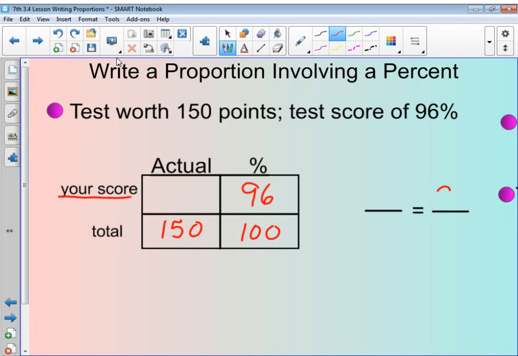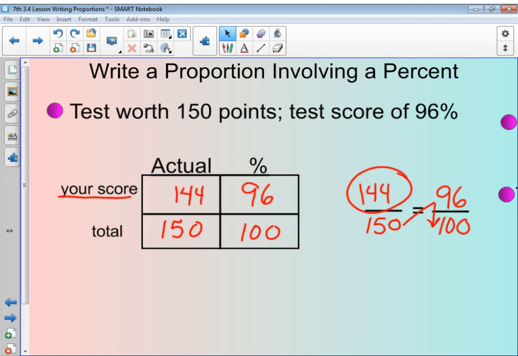So if I set it up using fractions, it would look like this. And then the actual test was 150 points. We're going to cross multiply and then solve or divide by 100. So 150 times 96, and then divide that by 100, or take the 2 zeros off. You got 144 points out of the 150. So my answer would be 144 points.